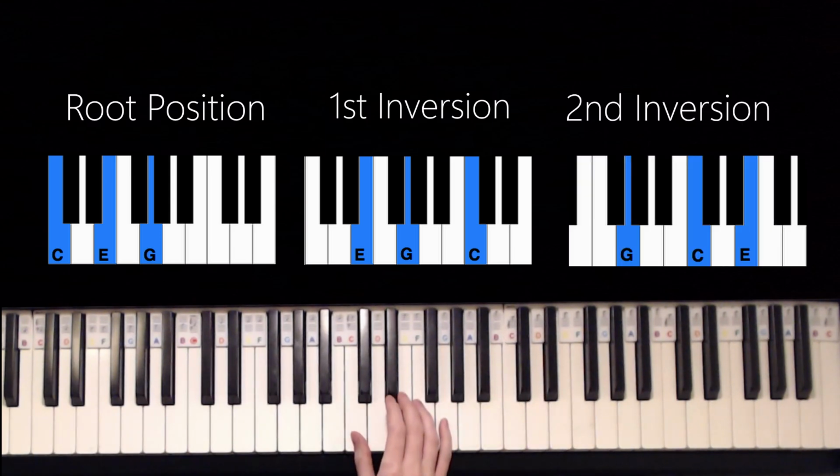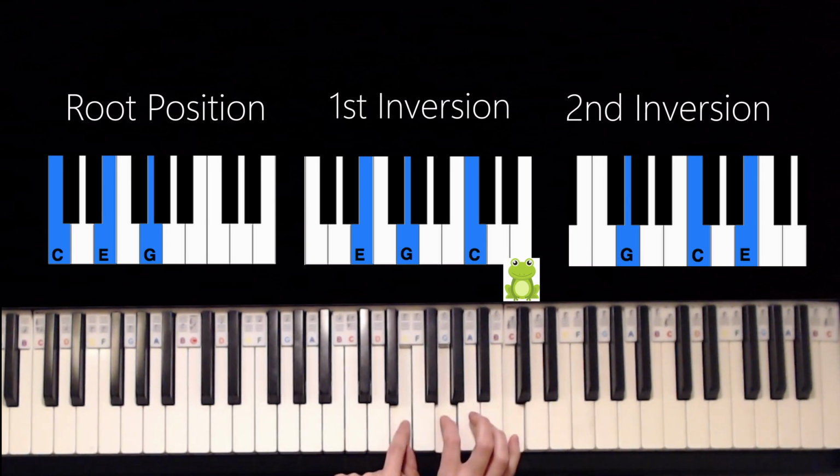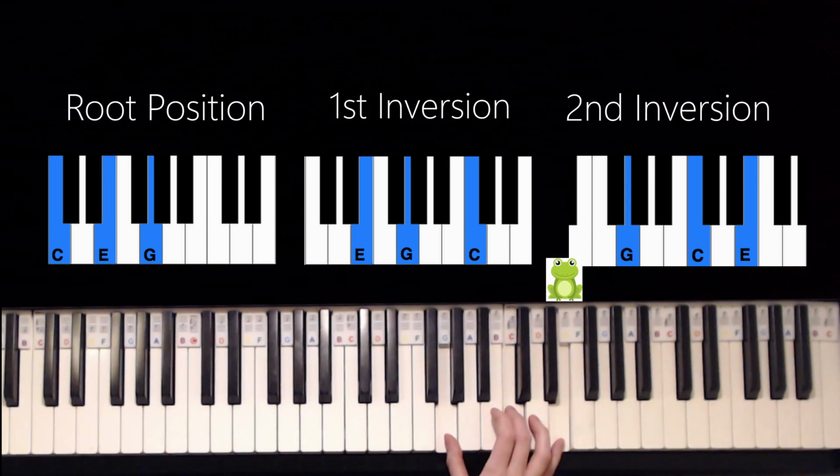As you can see, root position is simply starting at the root. The root of C is simply C. To invert it once would mean I'm getting the first inversion, and to invert it twice, second inversion. An easy way to remember it is like leapfrog. You can think about them leapfrogging from this C up to that C to get the first inversion, and then you can think about this note leapfrogging to the next E to get your second inversion.